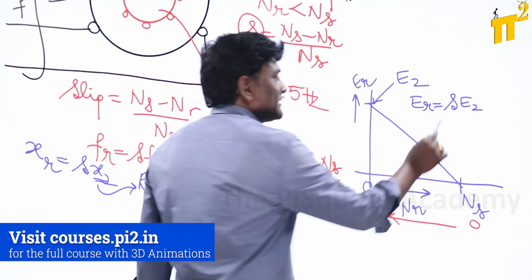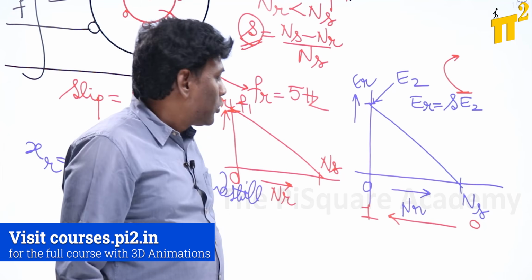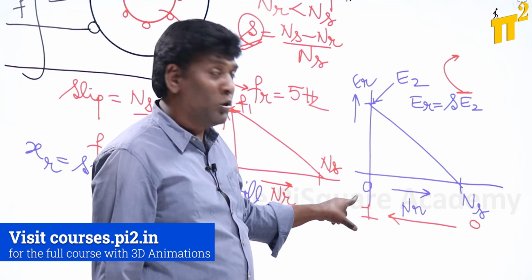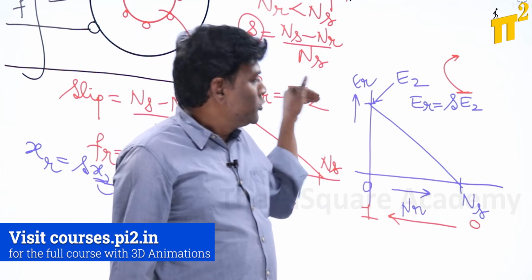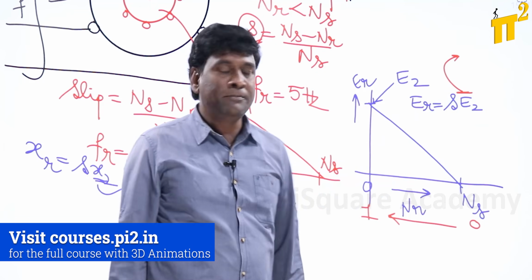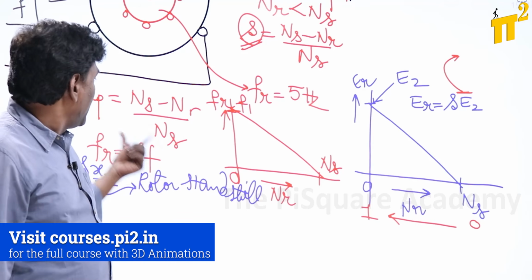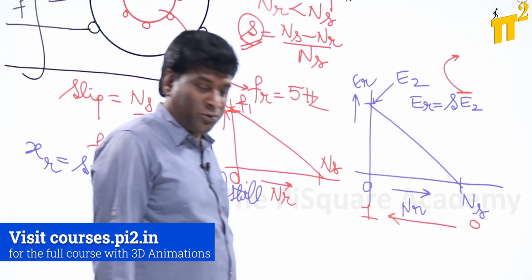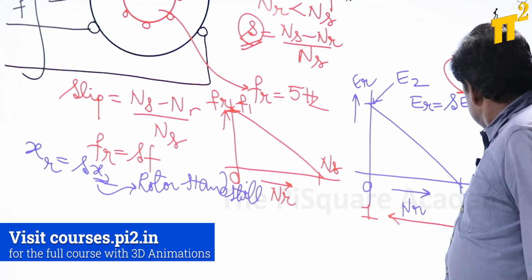Okay, in this SE2, what is meant by this E2 is the rotor standstill, 0 RPM, rotor standstill induced voltage. Rotor induced voltage is going to vary depending upon slip, and rotor frequencies are also going to vary with respect to slip. Okay, now this is the analysis.